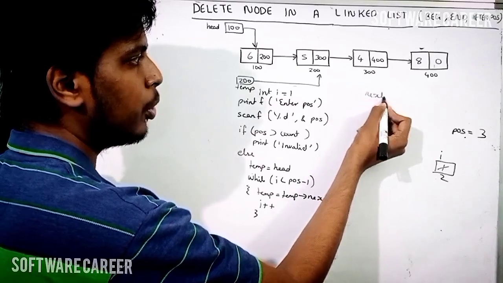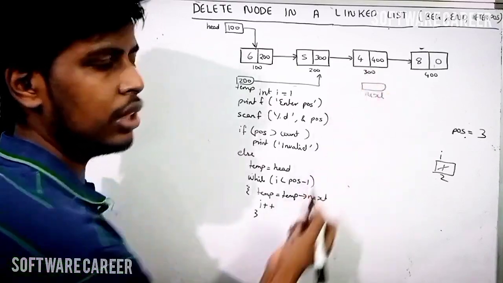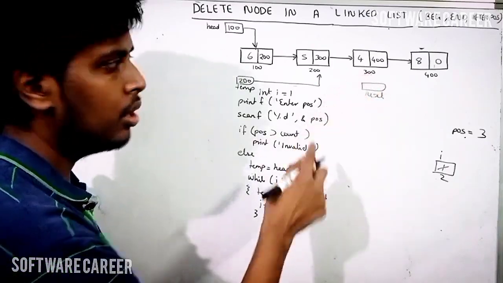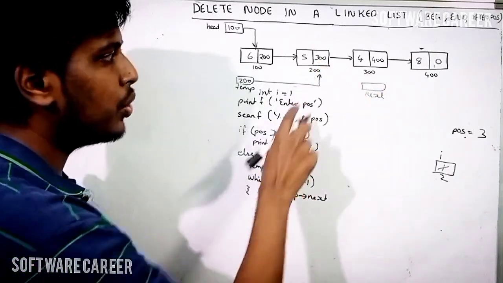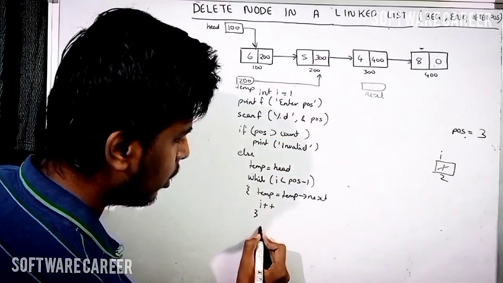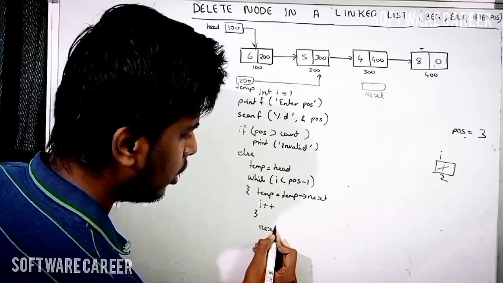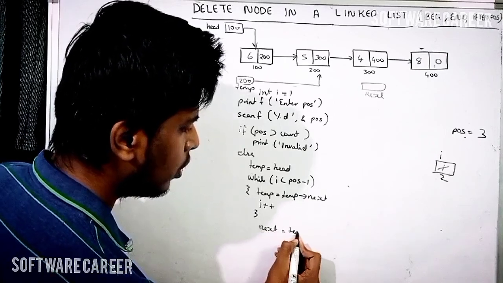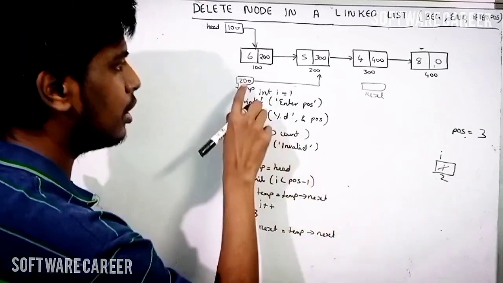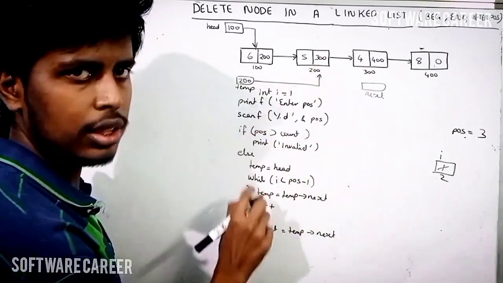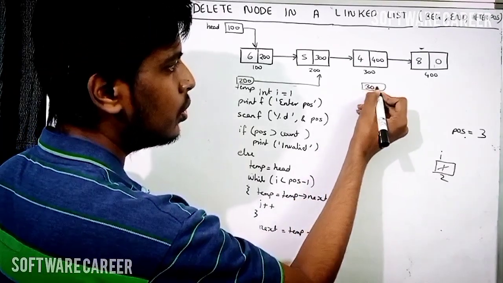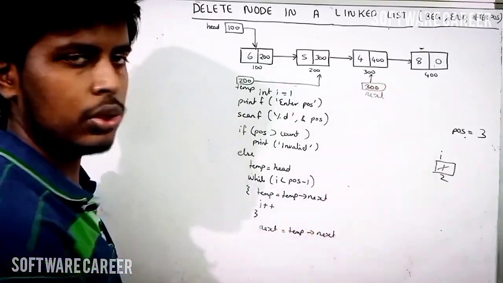Now I should take the next pointer to this next node. Now the next pointer should point to this node 300, so I should store 300 here. Where can I get 300? From this pointer. You can access this pointer by using temp next. So see here: next equals to temp next. What is temp next? Temp is 200, 200 next is 300. That 300 is stored in next. So this pointer is pointing to this node.